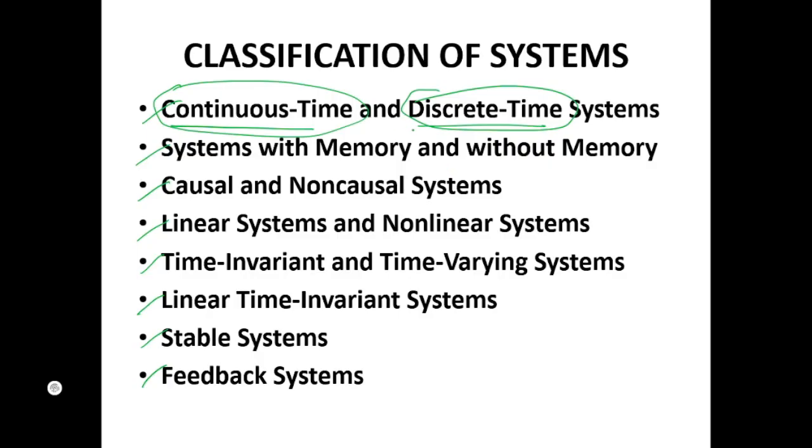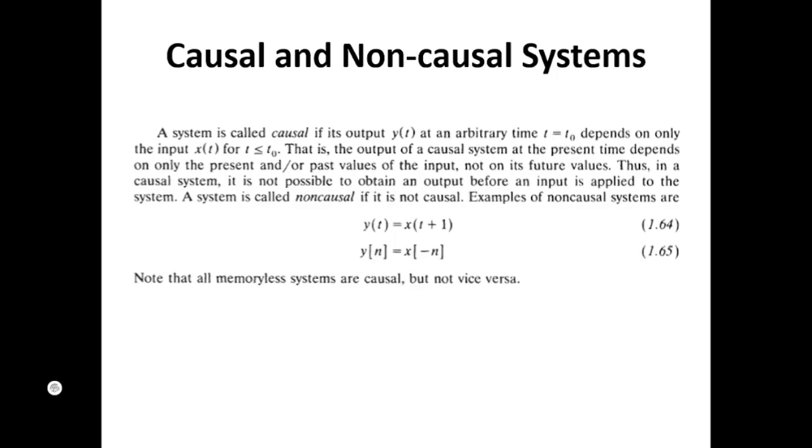which are resistive in nature, they would be without memory, and if you are having capacitances and inductances, they would be systems with memory. Then causal and non-causal systems. So what are causal and non-causal systems? A system is called causal if its output y(t) at any arbitrary time t equals t0 depends only on the input x(t) for t less than or equal to t0.